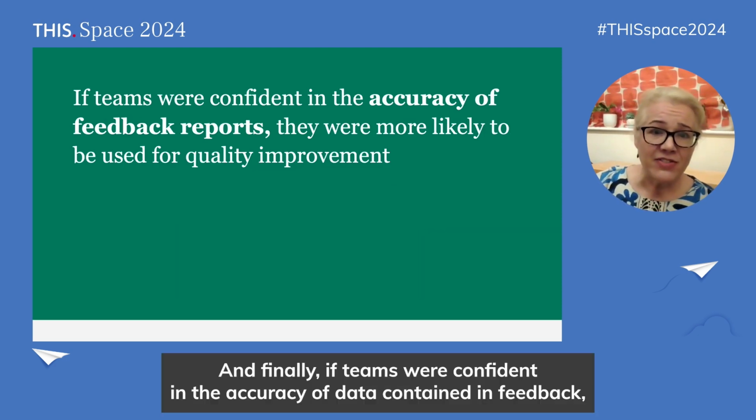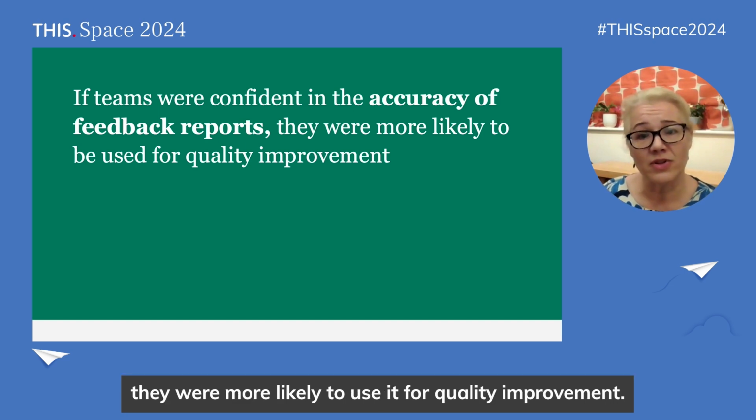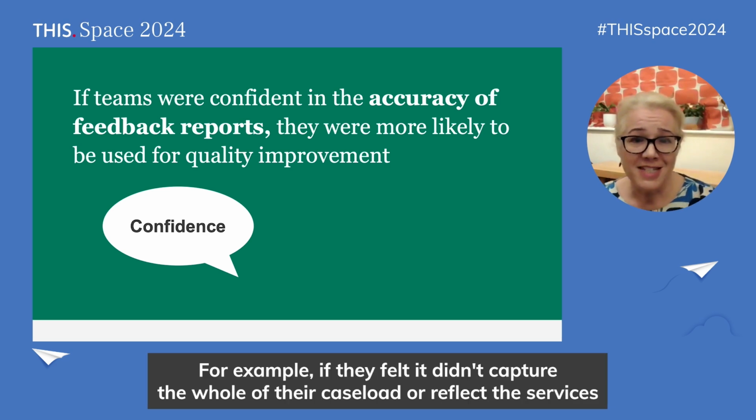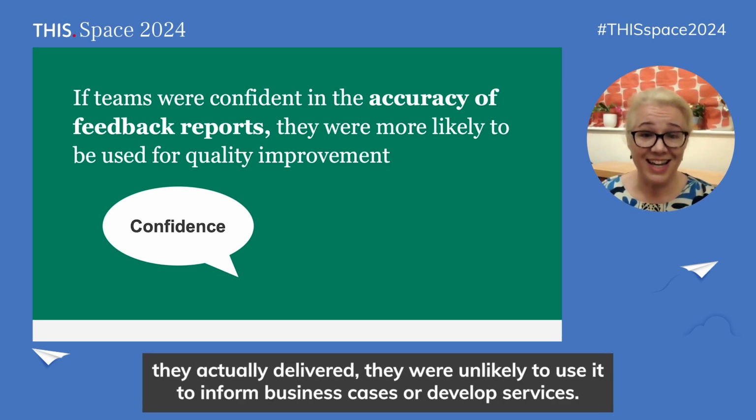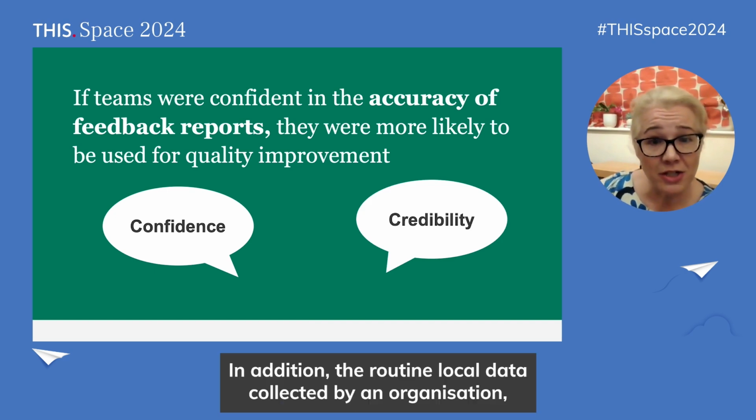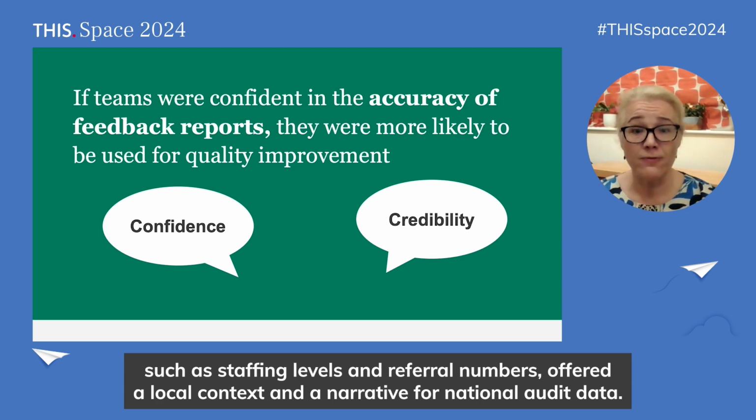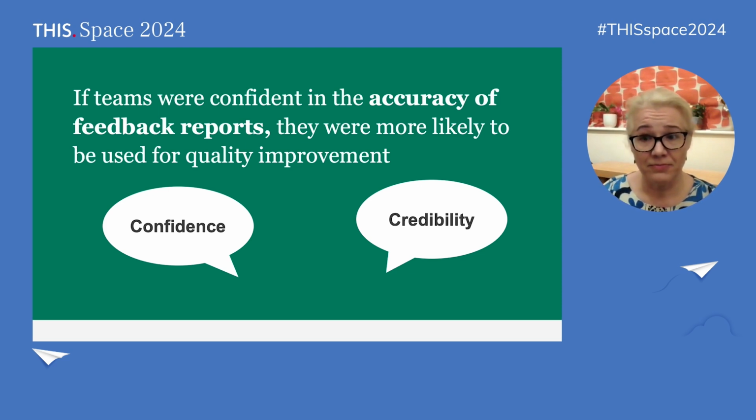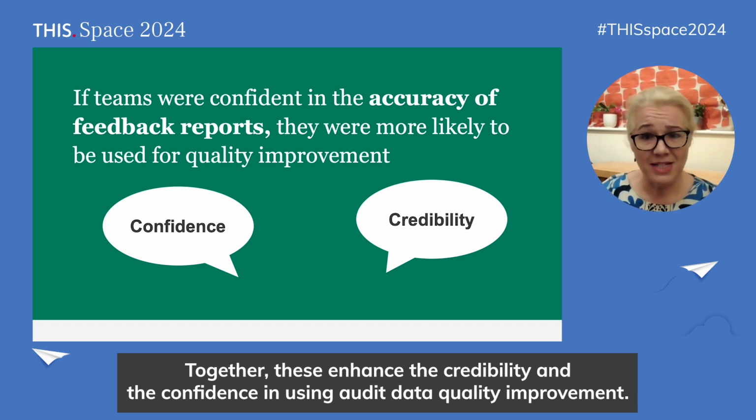And finally, if teams were confident in the accuracy of data contained in feedback, they were more likely to use it for quality improvement. For example, if they felt it didn't capture the whole of their caseload or reflect the service they actually delivered, they were unlikely to use it to inform business cases or develop services. In addition, the routine local data collected by an organisation, such as staffing levels and referral numbers, offered a local context and a narrative for national audit data. Together, these enhance the credibility and the confidence in using audit data for quality improvement.